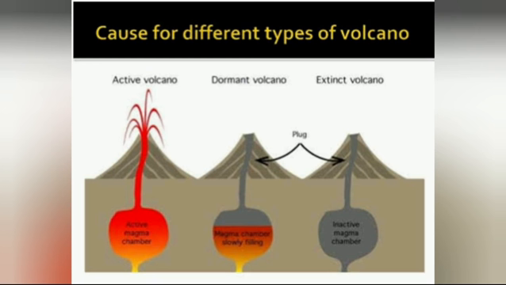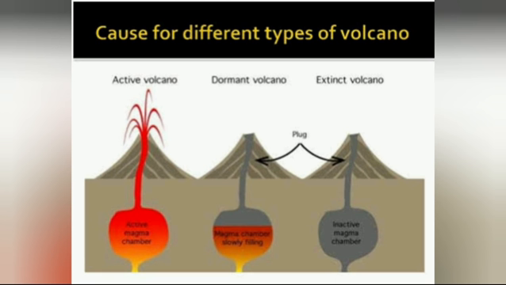I hope you all are clear about the various types of seismic waves and the different types of volcanoes. Now observe the picture. Look into the magma chamber in the diagram. You can understand about active, dormant and extinct volcanoes. So these are the reasons for the types of volcanoes what you have seen so far.